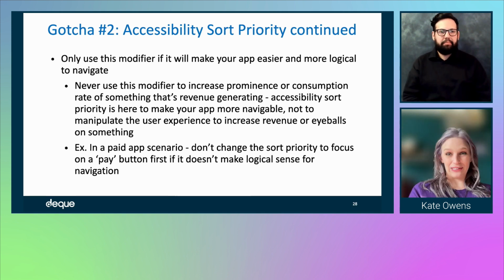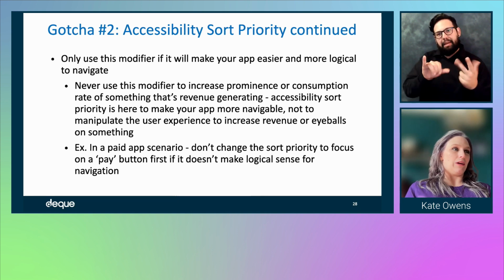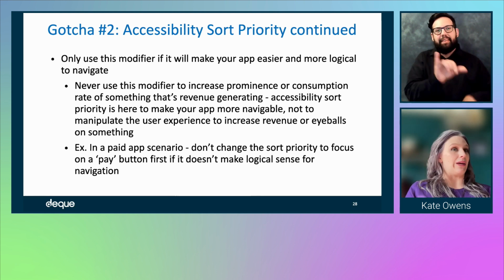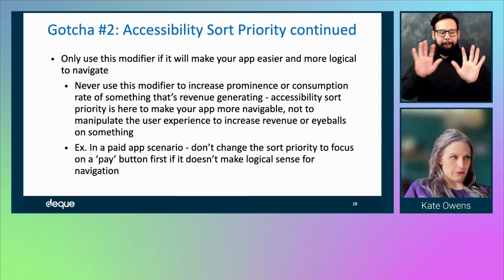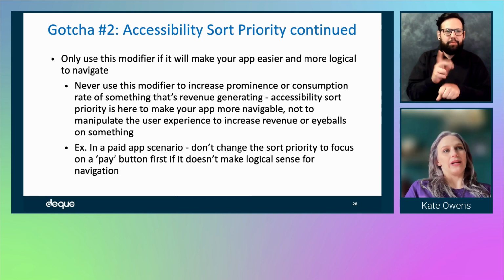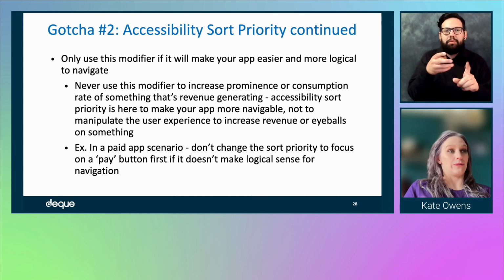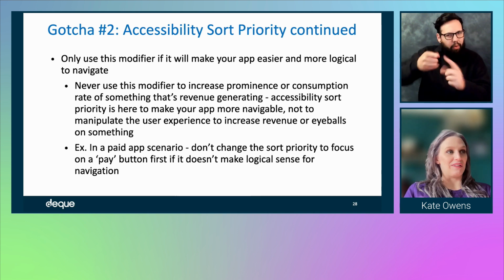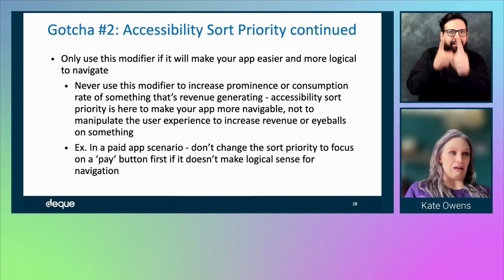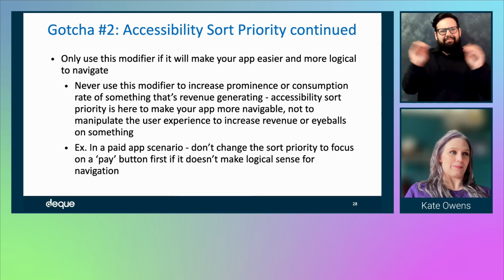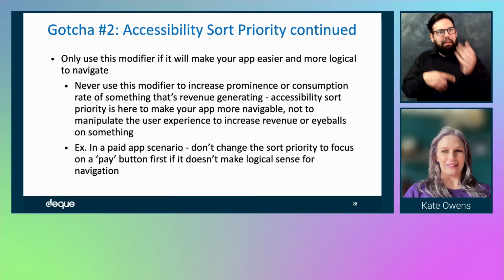And we are continuing on accessibility sort priority. I told you I got a lot of feelings about it. Seriously, only ever use it if it's going to make the app easier, more logical to navigate. Never ever use this modifier to increase prominence or consumption rate of something that's revenue generating. Accessibility sort priority is here to make your app more navigable. It's not something that is here in order to manipulate the user experience, increase revenue, or eyeballs on something. When I first heard about accessibility sort priority, this was my first fear. I just had little nightmares dancing in my head of people using it this way.